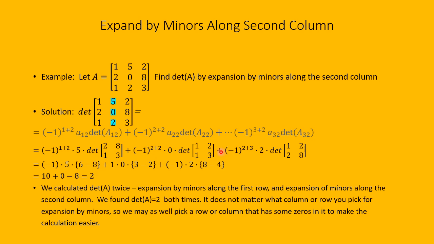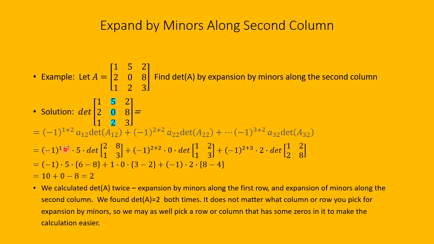The next term corresponds to this location, which is the 2,3 entry. So we have minus 1 to the 2 plus 3, times this element, which is 2, times the determinant of the matrix we get by crossing out the row and column that this element is in, and that leaves the submatrix 1, 2, 2, 8, which we have here. Now the rest of the calculation is very similar to what we did before.